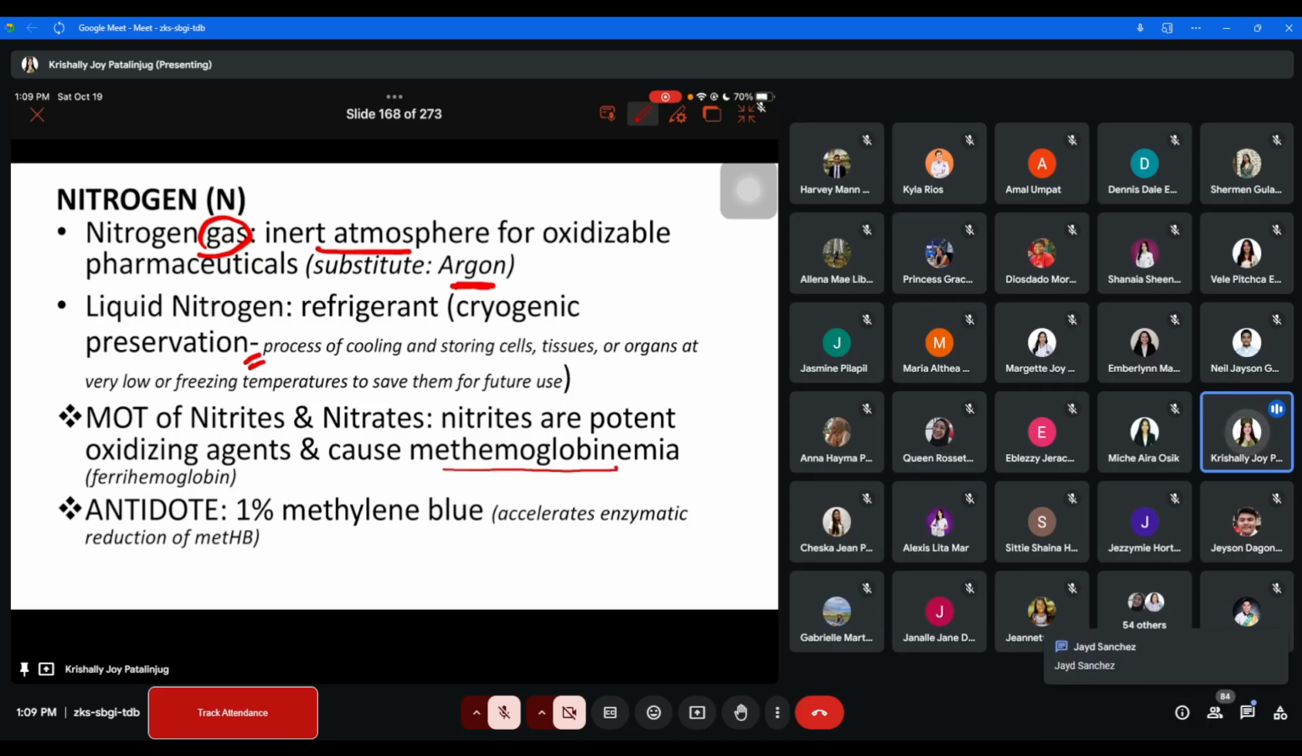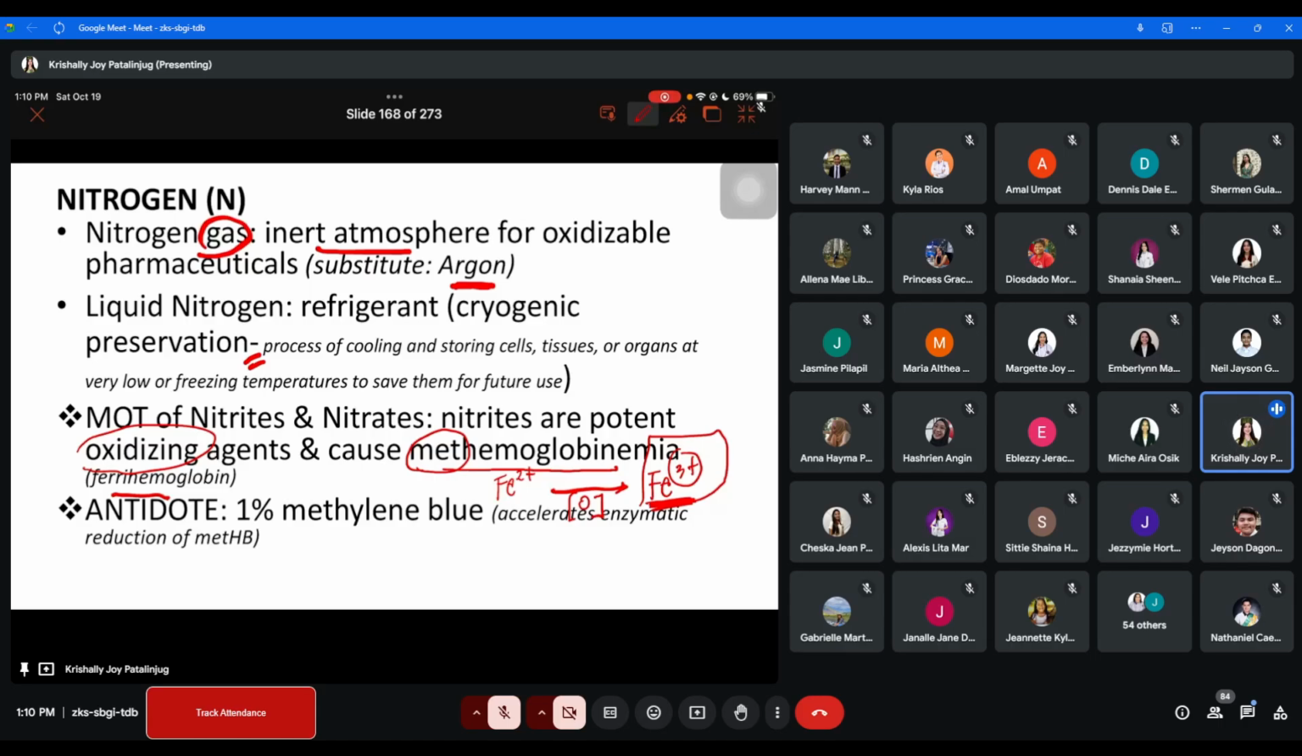Diba, ang hemoglobin, ang meron sa kanya na form of iron is yung ferrous form. So with nitrates being an oxidizing agent, ginaoxidize nila yung iron, the ferrous form into ferric. Kaya nabubuo yung methemoglobinemia. Pag sinabing methemoglobin na, yung iron is in ferric form already. Okay, kaya tawag din is ferrihemoglobin.